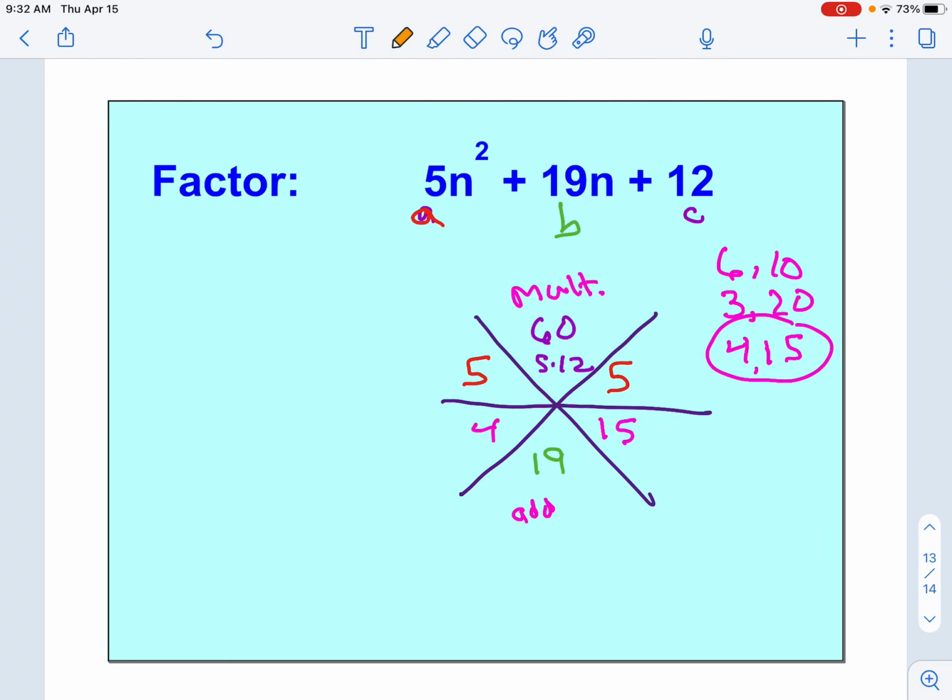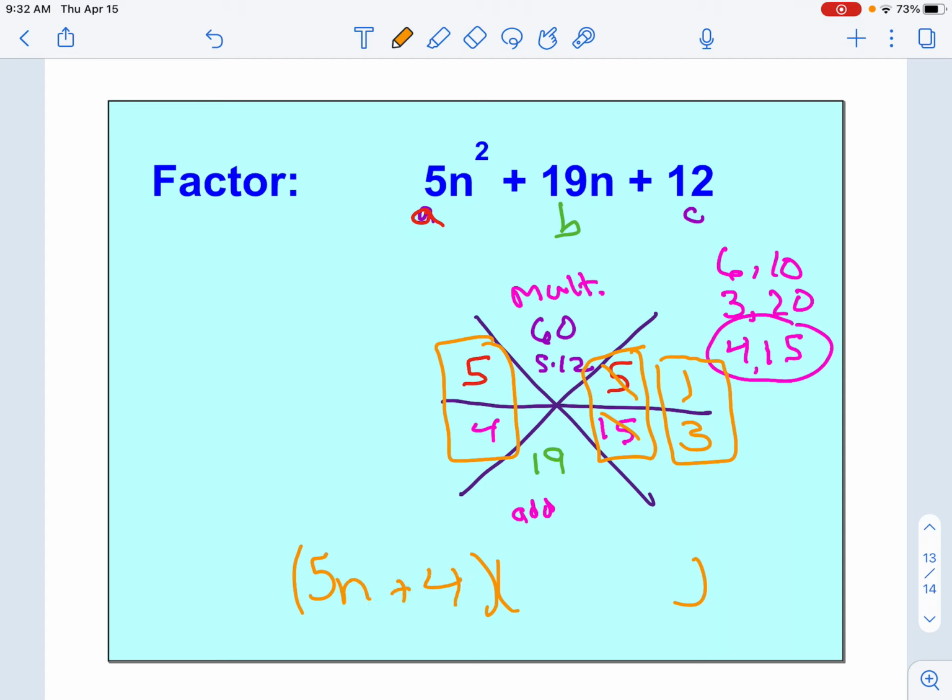Now, I look at this as a fraction. Can I reduce 5 over 4? No. Can I reduce 5 over 15? Yes. That becomes 1/3. So now, again, I'm going to draw my two parentheses, fill in my 5 with whatever variable, this time it's n, and then the 4 goes second, and the 1 goes in with my variable, or just a plain old n is fine, plus 15. And here is your answer. So that's just another method of factoring.